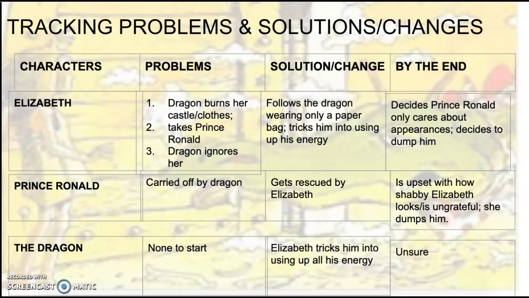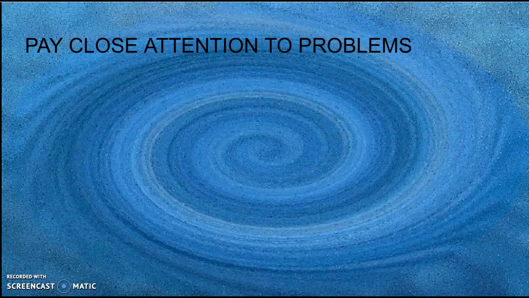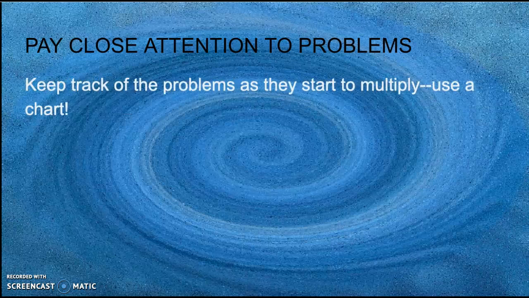So you can see that we have this little chart here where we're thinking through in this short story who our characters were, what problems they faced, different solutions or changes that happened, and again thinking about how the story is different at the end. So that's something you're going to be working on today, is you're going to be paying close attention to problems. And obviously when you're thinking about problems, those problems are being dealt with by the characters. So you want to keep track of them as they start to multiply, and we're going to help you out by giving you a chart very similar to the one that I just used.